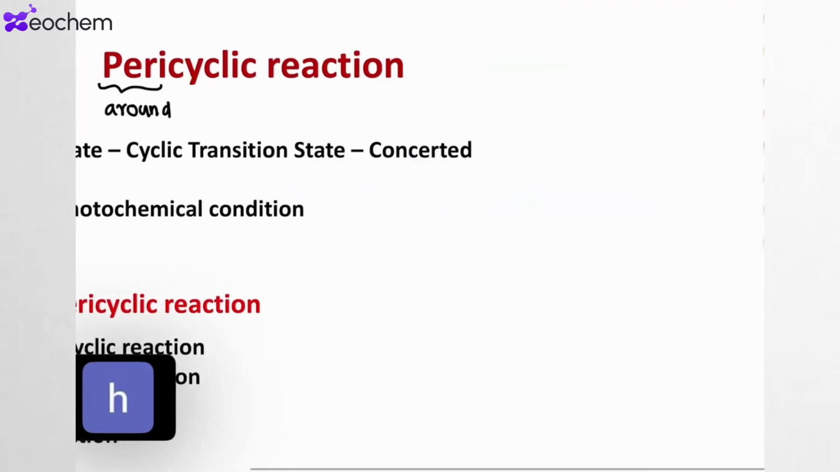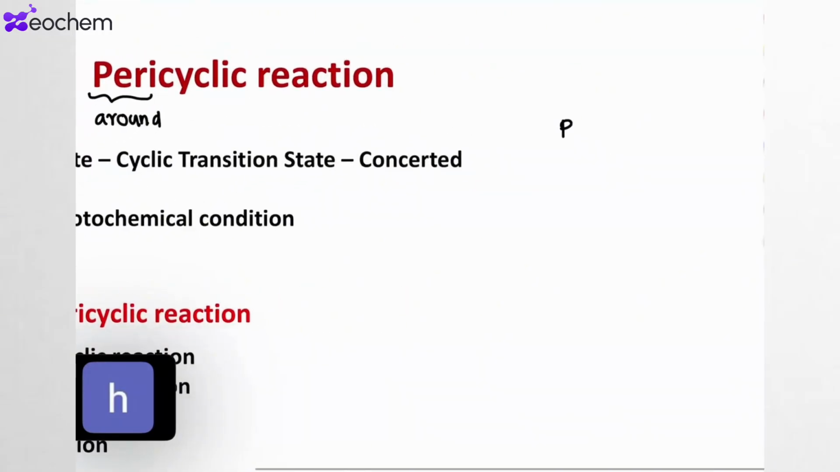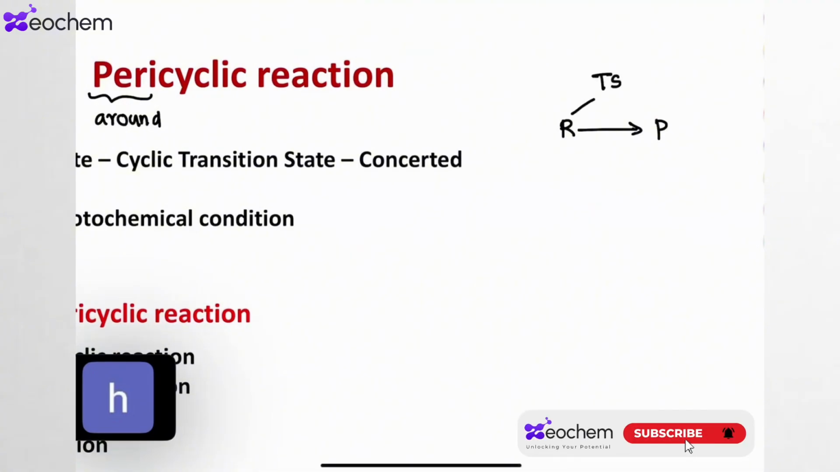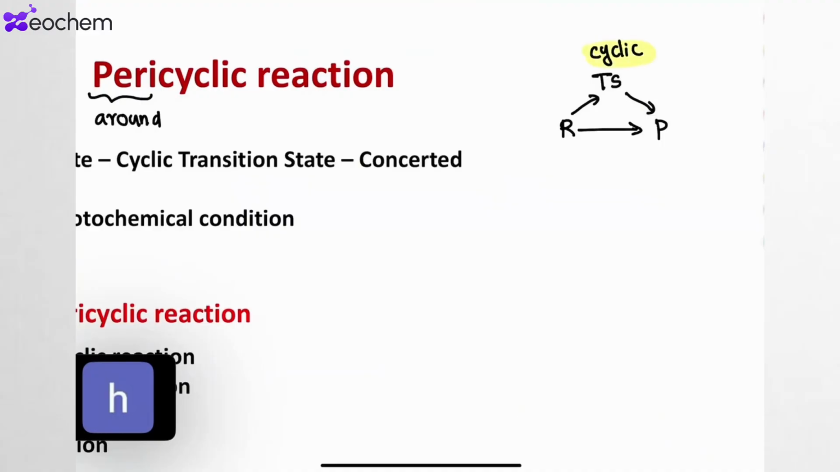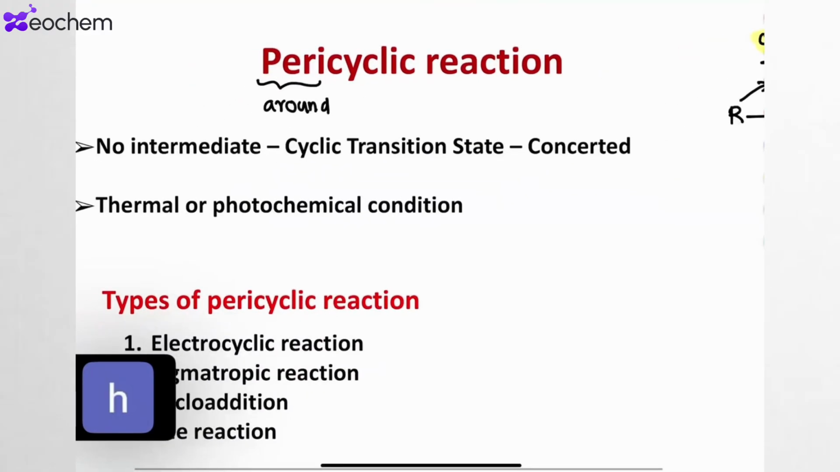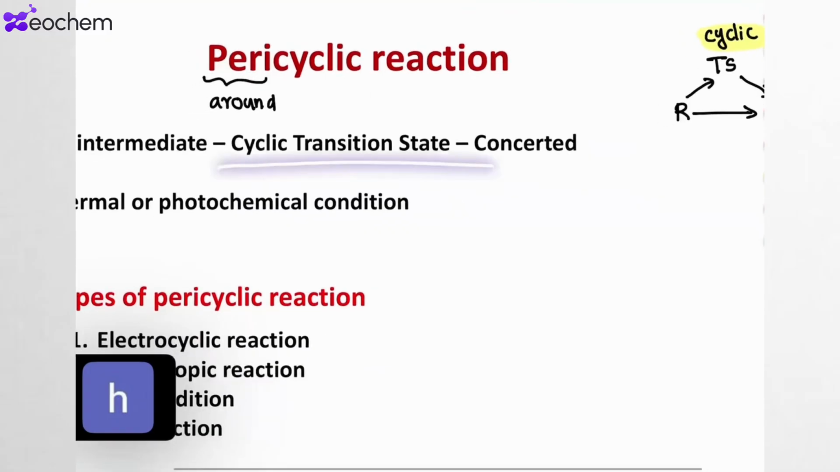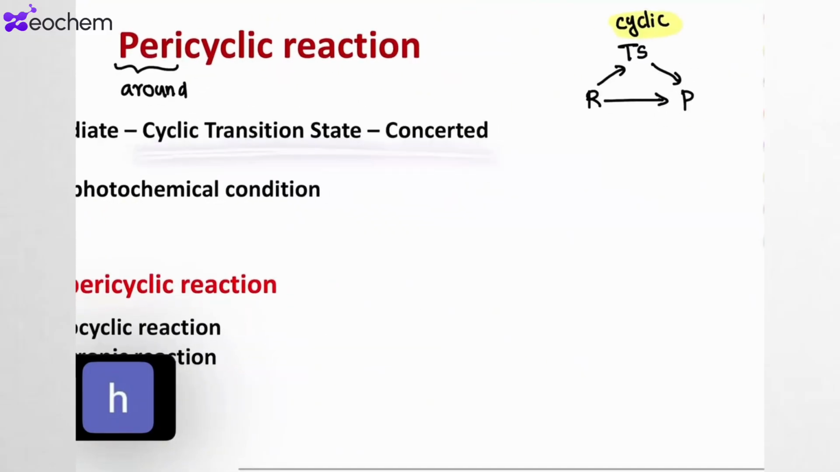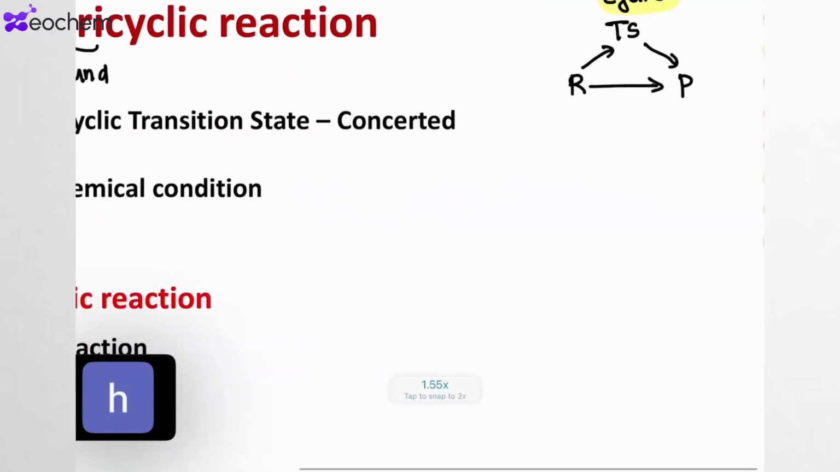For example, consider going from a reactant to product in a pericyclic reaction. There will be a transition state in between reactant and product that will be a cyclic one. And this reaction will be concerted. Concerted means here both bond breaking and bond forming will happen at the same time. To explain both these points, I'll give you an example of butadiene molecule.